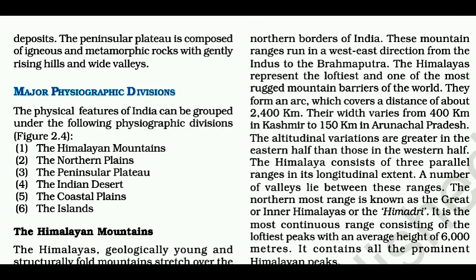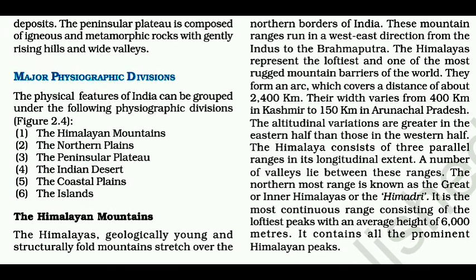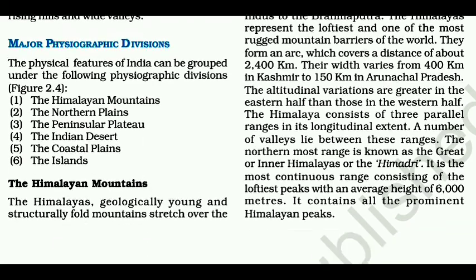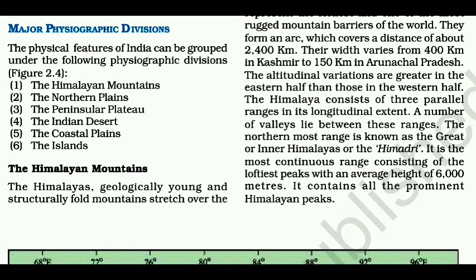These mountain ranges run in a west-east direction from the Indus to the Brahmaputra. The Himalayas represent the loftiest and one of the most rugged mountain barriers of the world. They form an arc which covers a distance of about 2400 kilometers. Their width varies from 400 km in Kashmir to 150 km in Arunachal Pradesh. The altitudinal variations are greater in the eastern half than those in the western half.